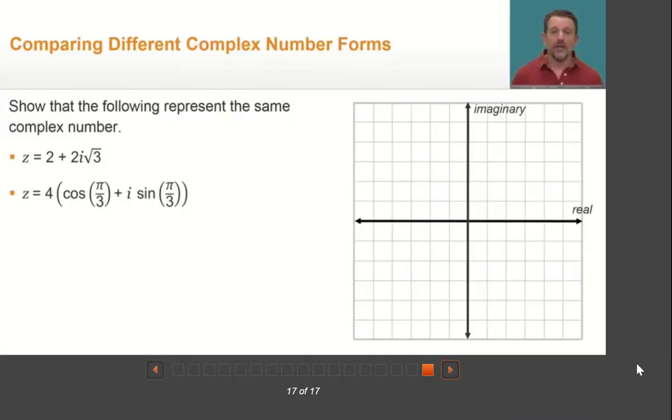Let's show that this rectangular and polar form of a complex number represent the same number. We can think of 2 plus 2i square root of 3 as a point with the coordinates (2, 2 square root of 3) on the complex plane. So that's going to be about (2, 3.5) right there. We need to show that this is the same point we would get if we drew a segment 4 units from the origin along the x-axis and then rotated it pi over 3 radians counterclockwise. And we'll get to this right triangle right there.